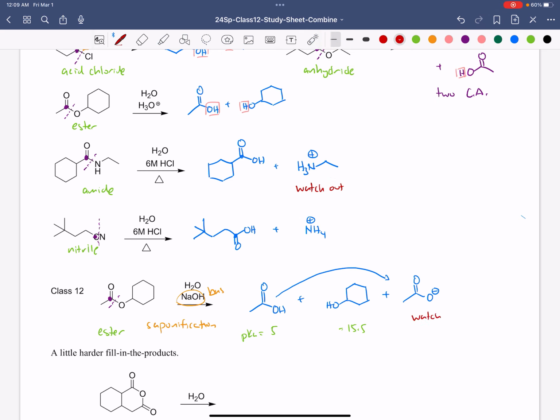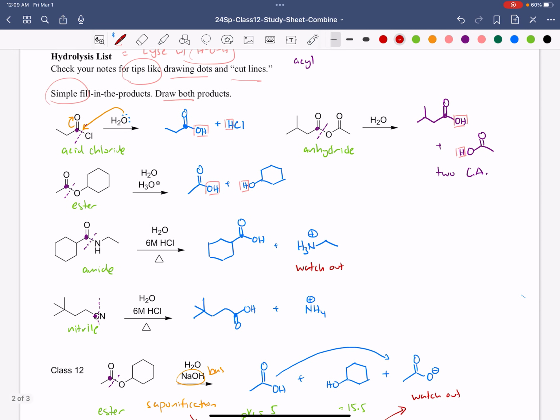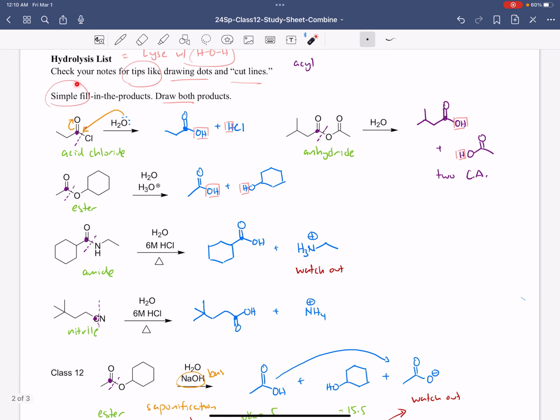Watch out. For saponification, make carboxylate. Spell it right. Carboxylate. ATE. Anion. Okay. Is that simple? It should be. Simple, fill in the products.